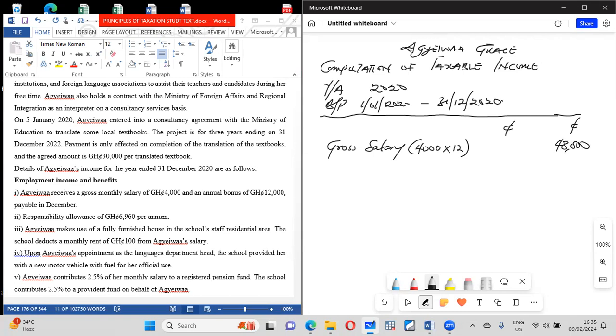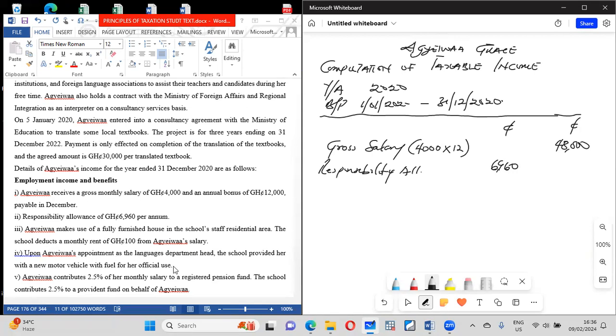Then, are there any allowances? Yes, responsibility allowance. According to this, the responsibility allowance is 6,960. So we have that. She also has a furnished accommodation, so that one we will actually do under the benefit in kind aspect. Okay, so that is that.